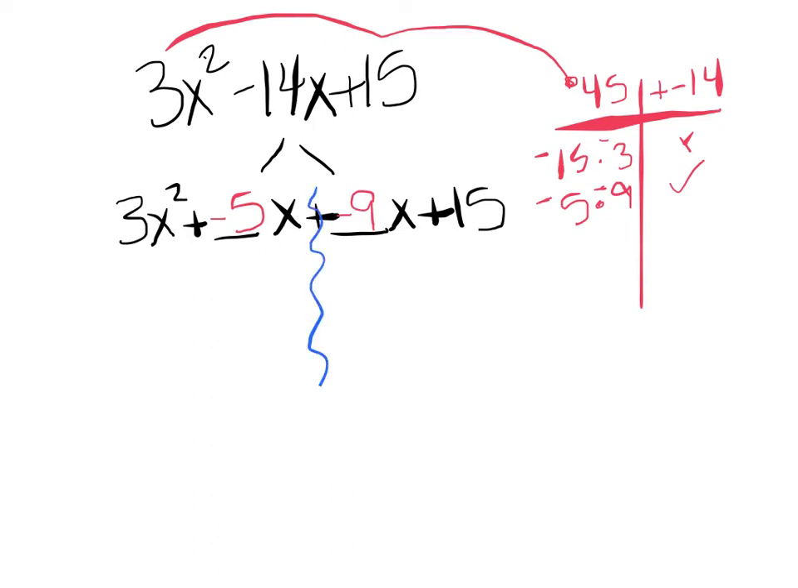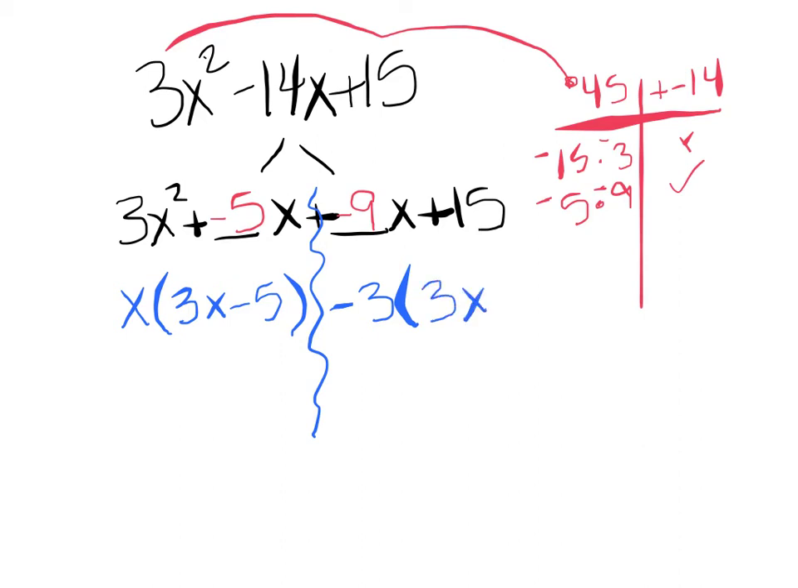Then I'm going to group 3x squared and negative 5x. The only thing they have in common is an x. When we factor that out, we're going to be left with 3x minus 5. Negative 9x and positive 15. Remember, we have to take out a negative something. Number that they have in common is 3. So we're going to divide out that negative 3. Negative 9 divided by negative 3, we're going to get a positive 3x minus 5.